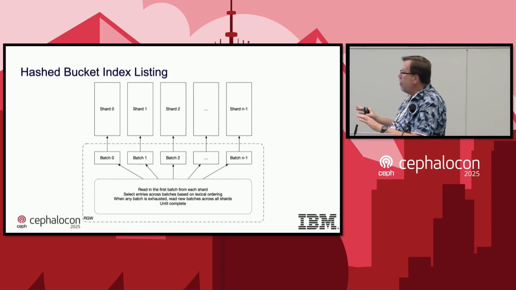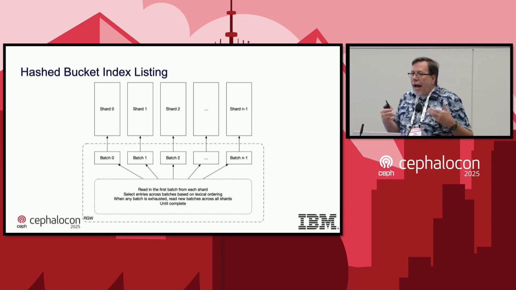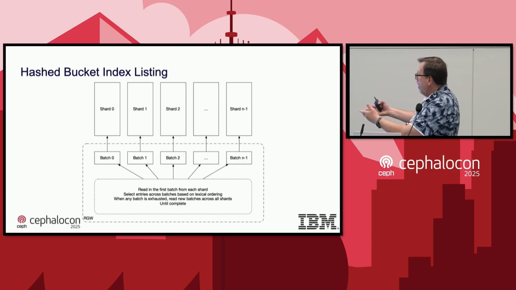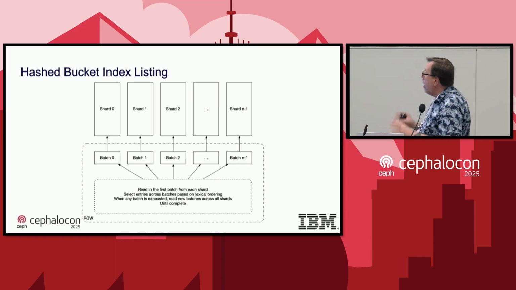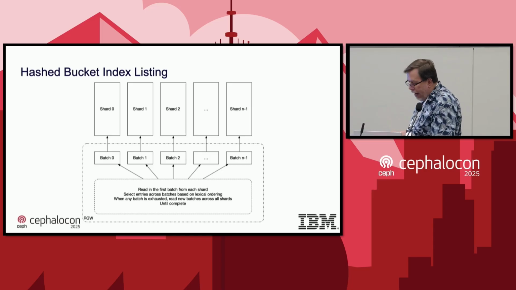Now, because the objects tend to be distributed across those shards evenly, we tend to consume those batches for every cycle relatively evenly. So it works out pretty well. And again, the one case where it doesn't work out so well is with ordered buckets. We'll get into that a little bit.